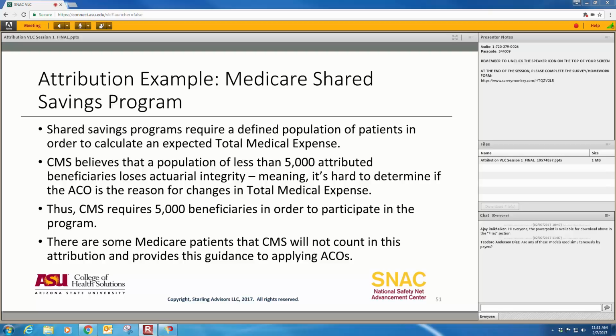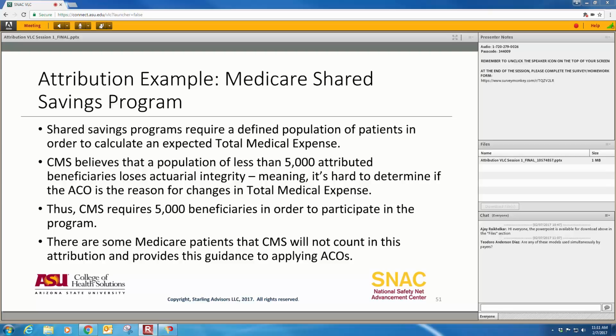First and foremost, and this is backed by some really sound actuarial research, CMS believes that a population of less than 5,000 patients loses actuarial integrity. What that means is that with less than 5,000 patients, it's really hard to determine with a high level of confidence that it is the provider to whom they've attributed a patient that is actually impacting cost. There's too much randomness in what populations of patients can cost, so that if you get below 5,000, it could be any number of random factors.